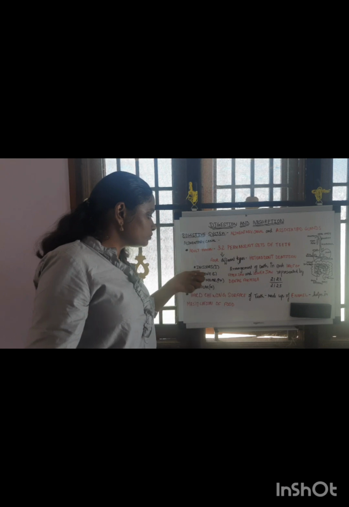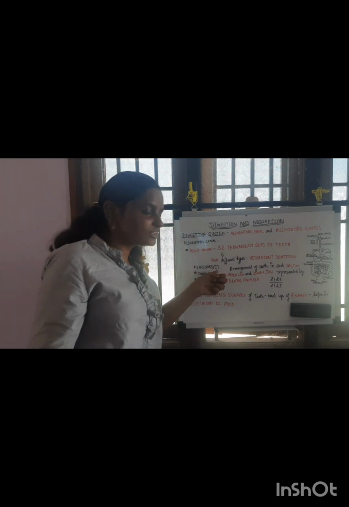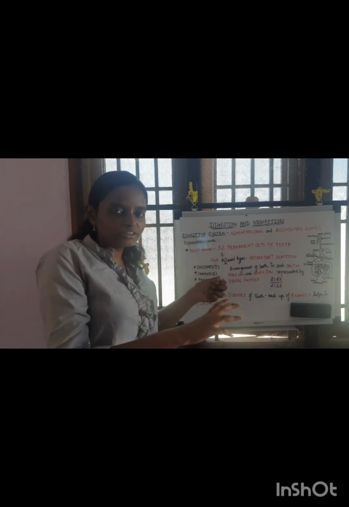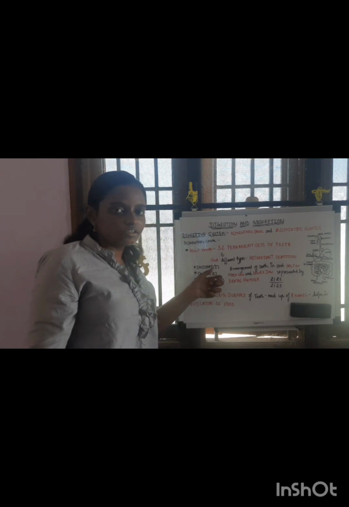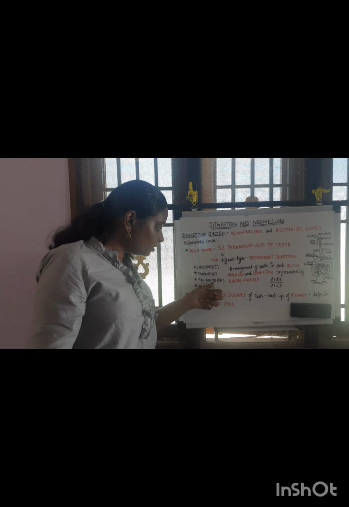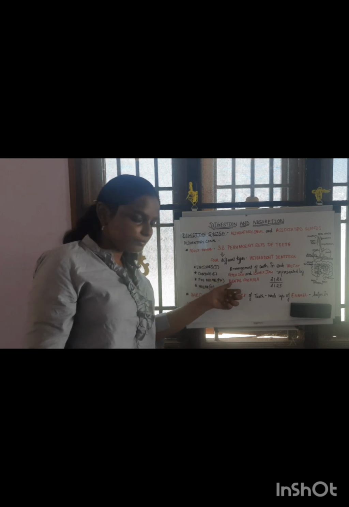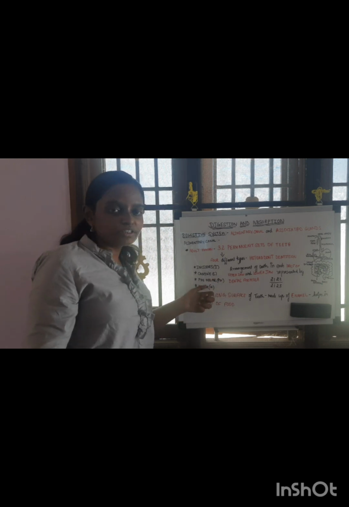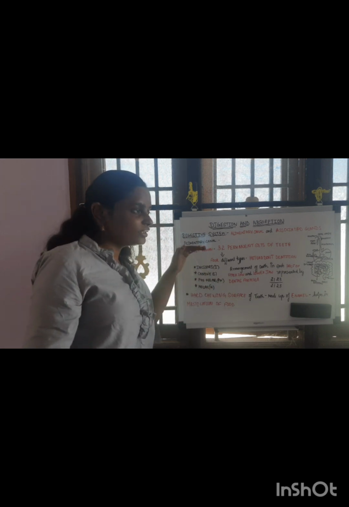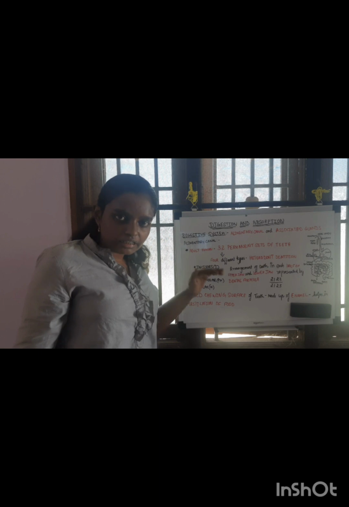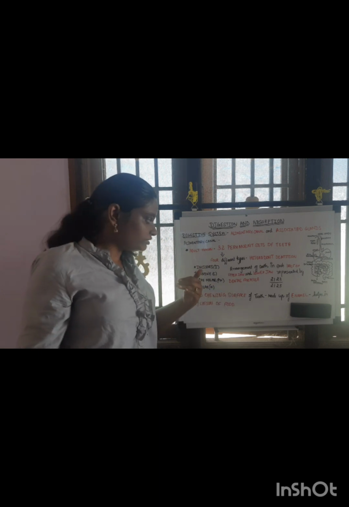So what are the sets of tooth? Incisor, which we represent as I, and canine, we represent as C, and premolar, we represent as PM, and molar, we represent as M. So incisor, canine, premolar, molar are the different types of teeth sets which we have, right?